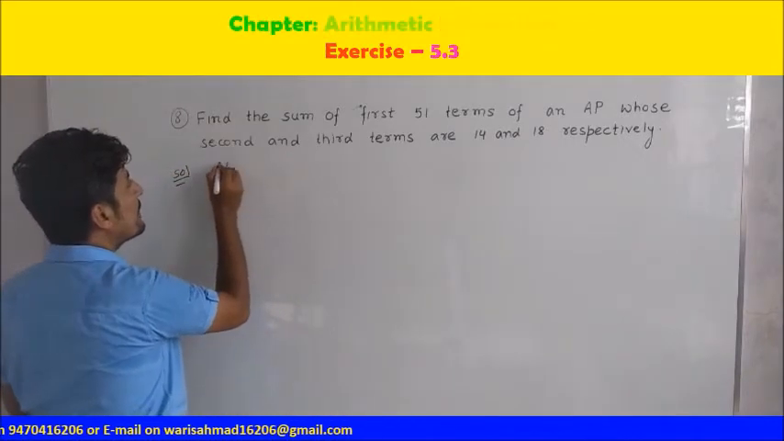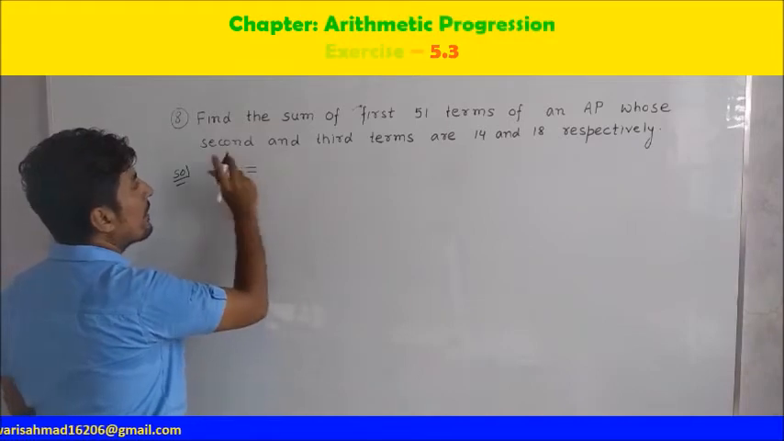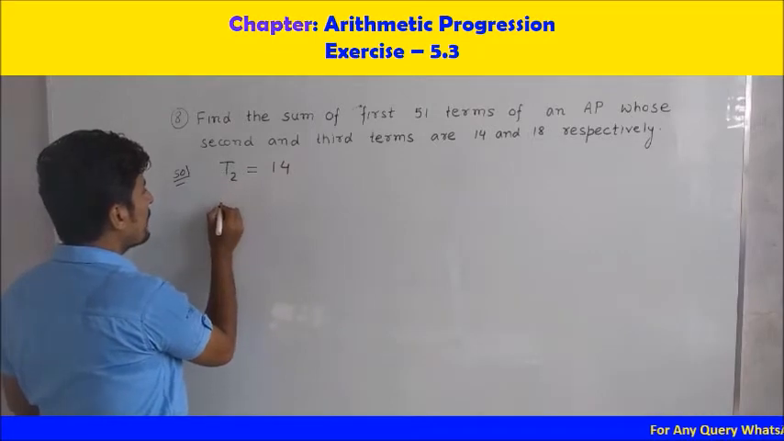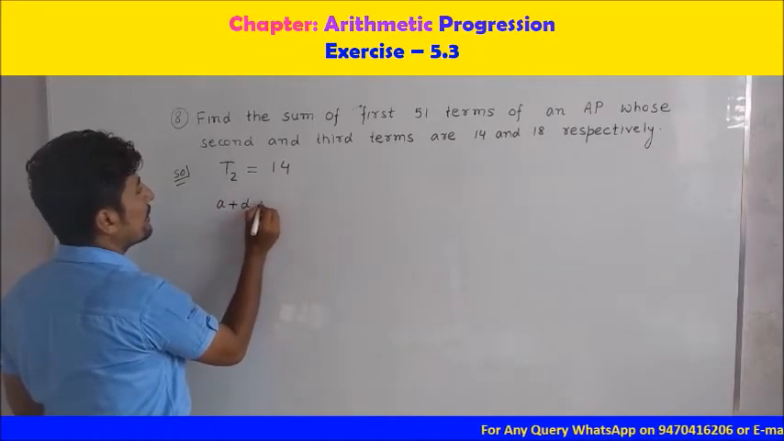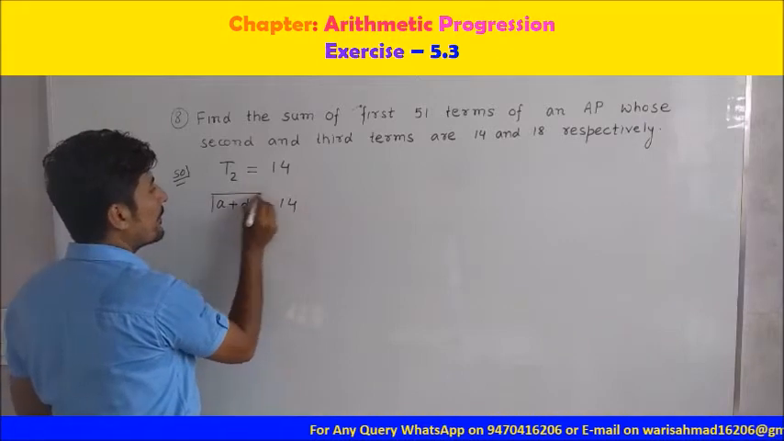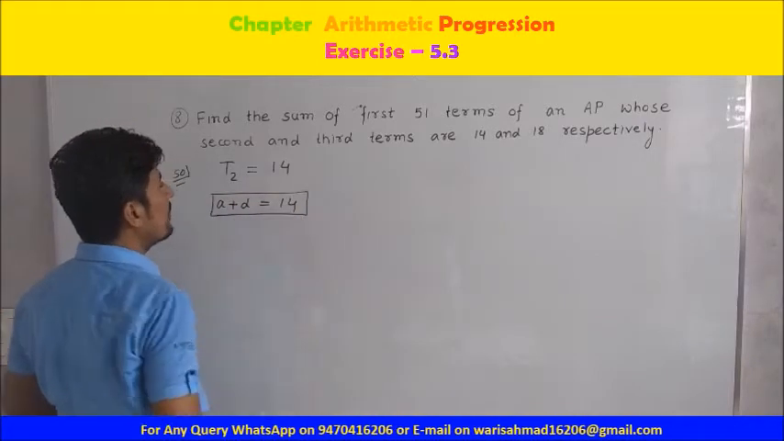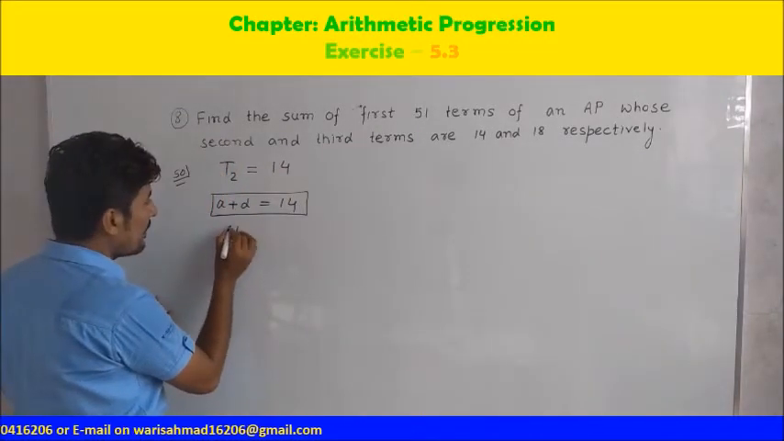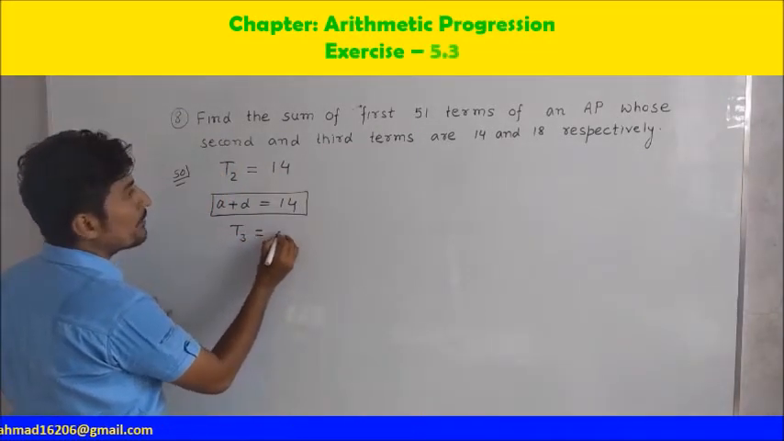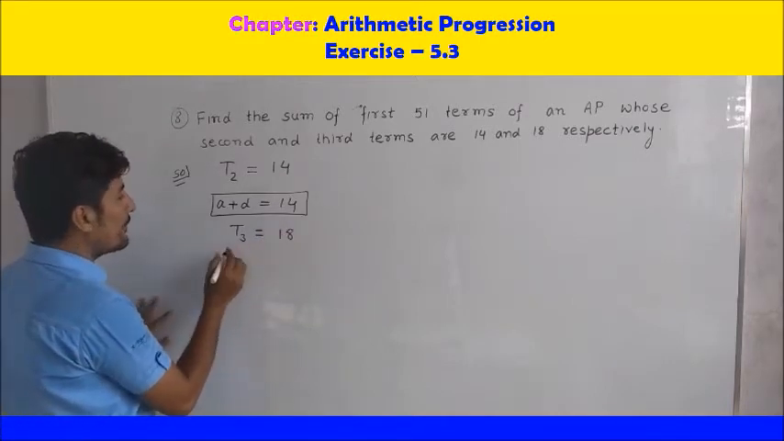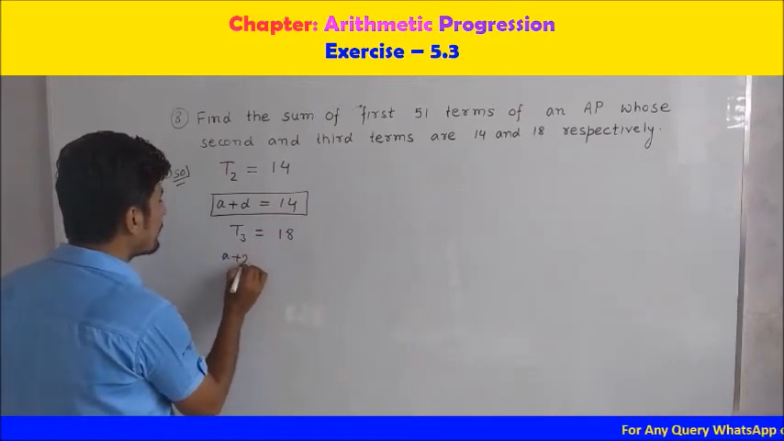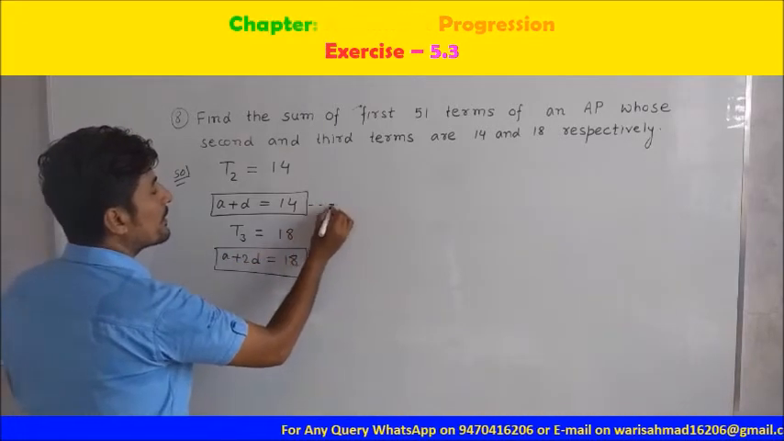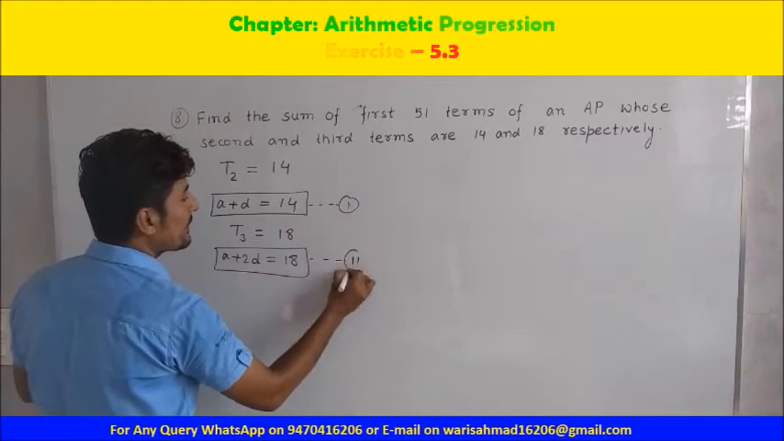Second term of AP means T2. T2 is the second term of the AP. The value of the second term is given 14, so we can write 14. In the place of T2, we can write a plus d equals 14. So we have the very first equation, a plus d equals 14. Now next line, the third term of the AP is 18, so T3 equals 18. In the place of T3, we can write a plus 2d equals 18. So this can be our second equation. This is our first equation, while this is our second equation.